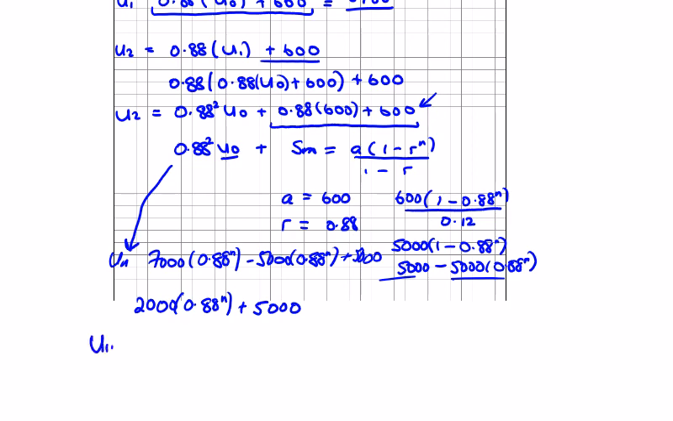Part 2, we're asked to find U10. Try and use your calculator there, just sub it in. 2,000 by 0.88 to the power of 10 plus 5,000 is going to be 5,557.